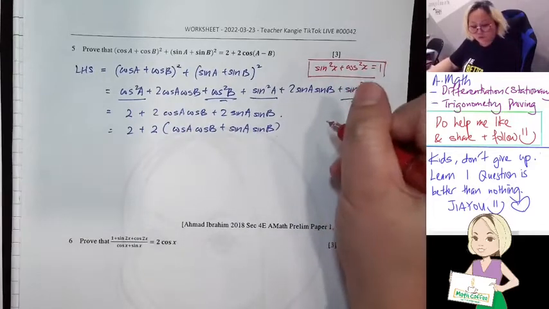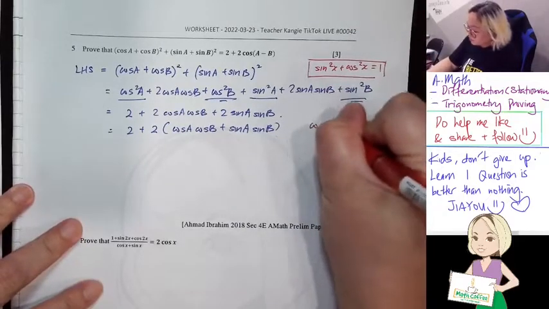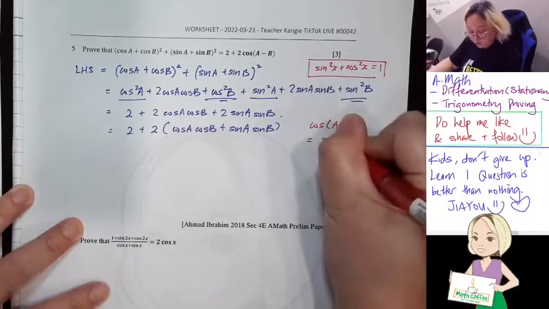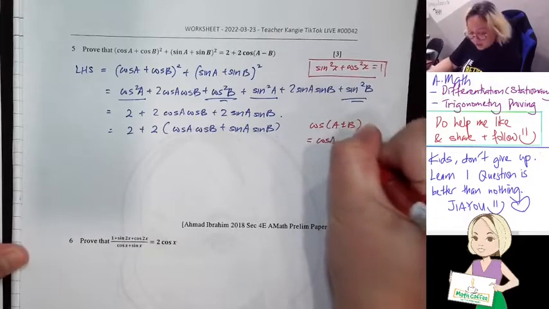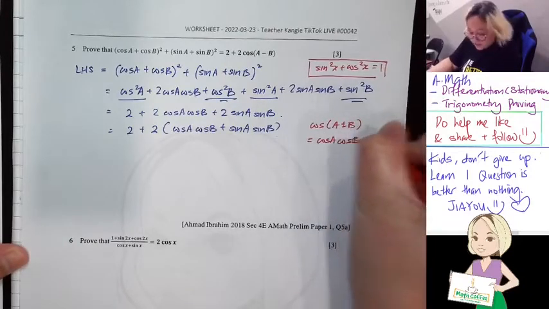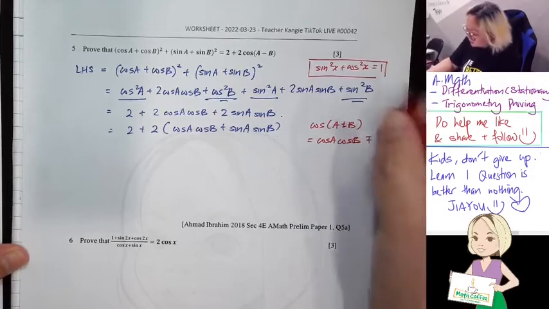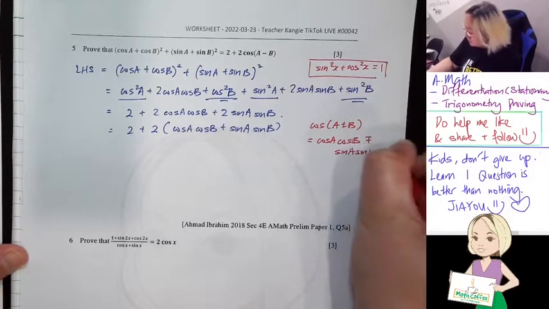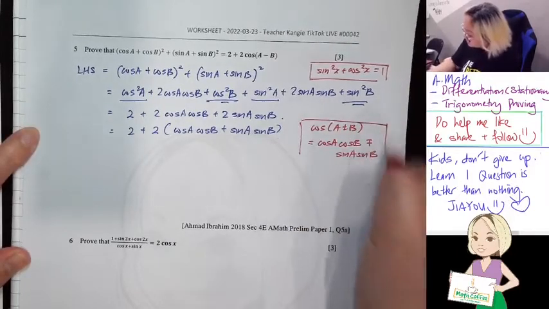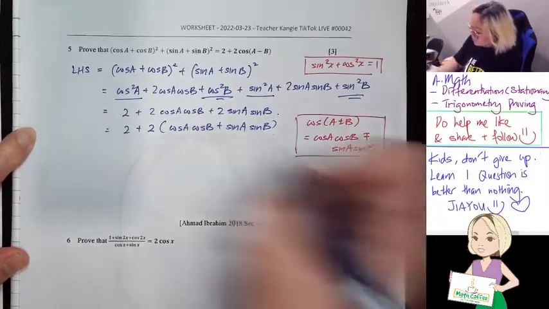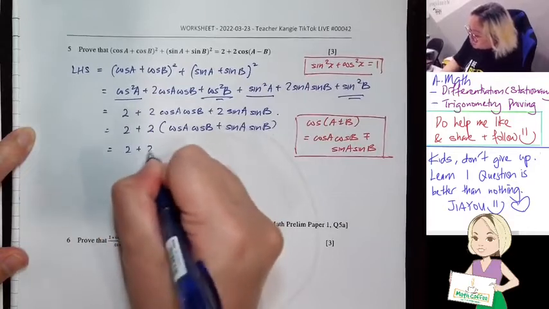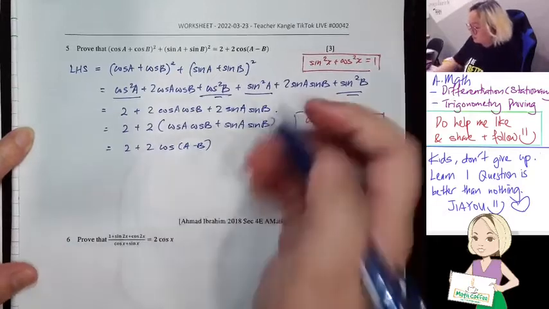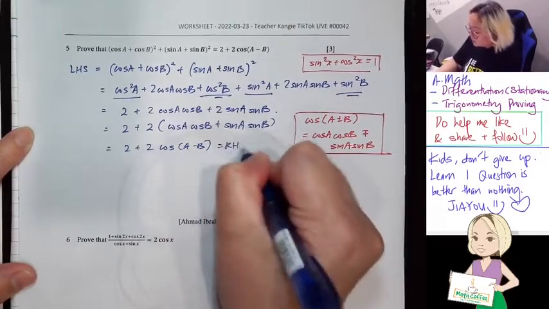I need to write the formula. Cosine A plus minus B is equal to cosine A cosine B minus plus sine A and sine B. So therefore, it becomes 2 plus 2 cosine A minus B. And we're done. So this is equal to the right hand side, shown.